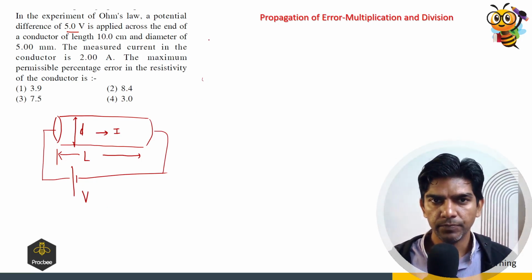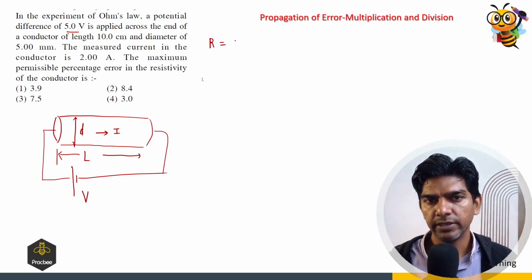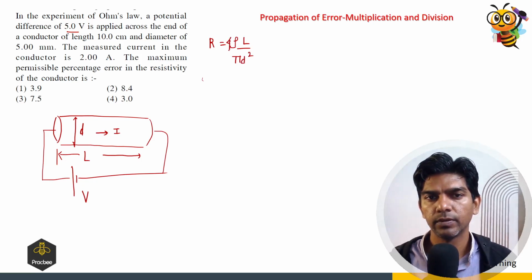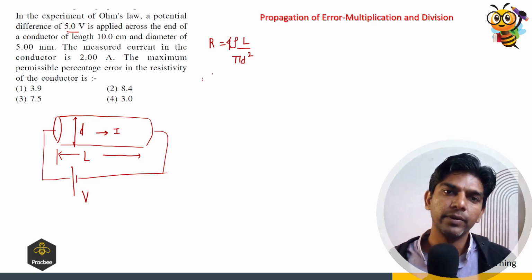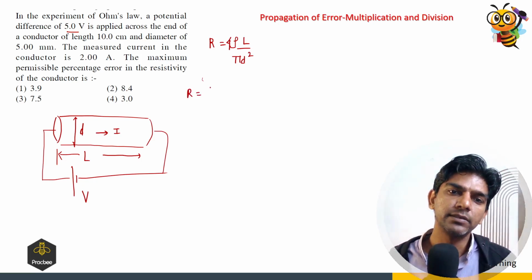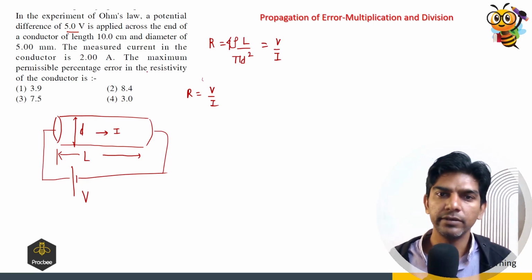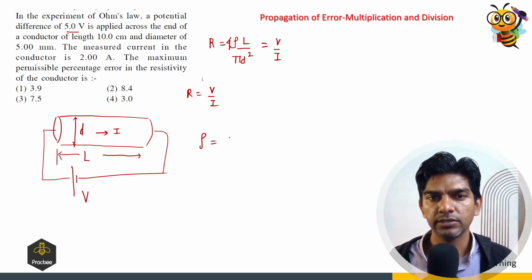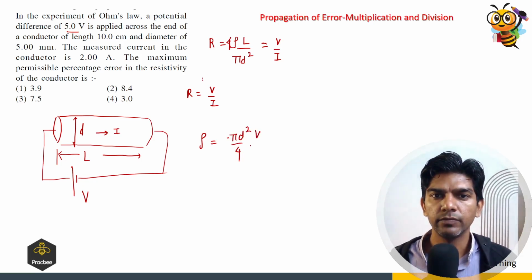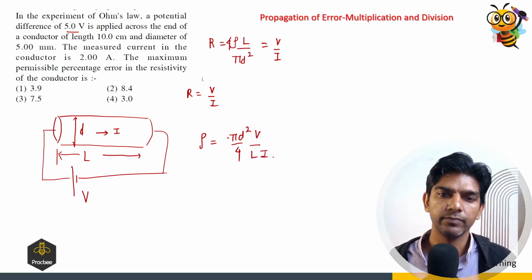So we know that resistance of a conductor is given as rho L by A, where A is the area of cross section, so that will be pi d square by 4. And here by Ohm's law, R can be written as V upon I. So if we want to find the error in resistivity, rho can be written as pi d square by 4 times V divided by L times I.